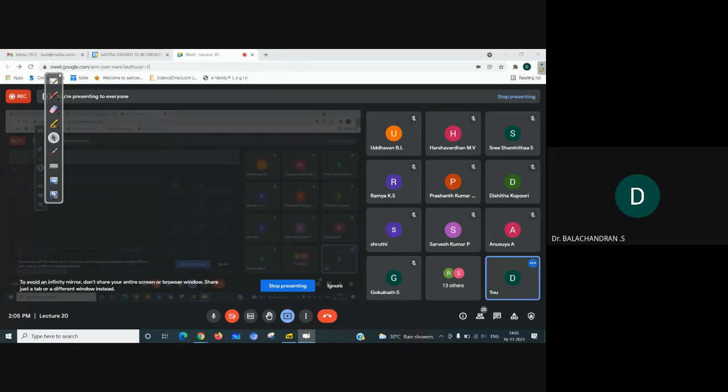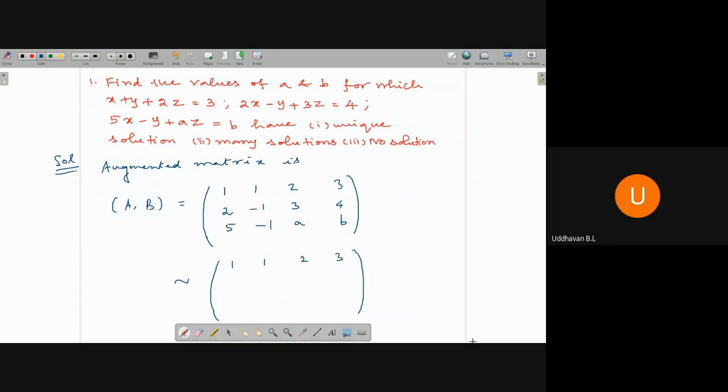Please tell, what is the operation? Sir, R2 gives R2 minus 2R1. Okay, correct. So what is R2? 2, 1, minus 1, 3, 4. Minus 2R1 means what? Minus 2, minus 2, minus 4, minus 6. If you add, you'll get 0, minus 3, minus 1, minus 2.